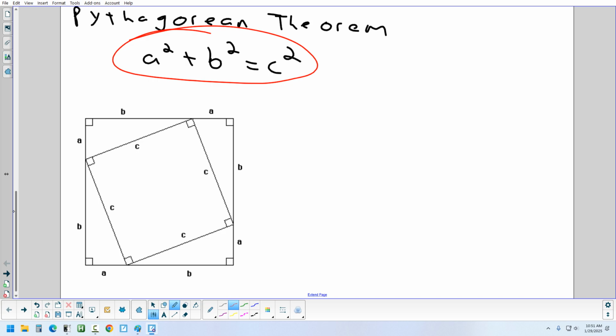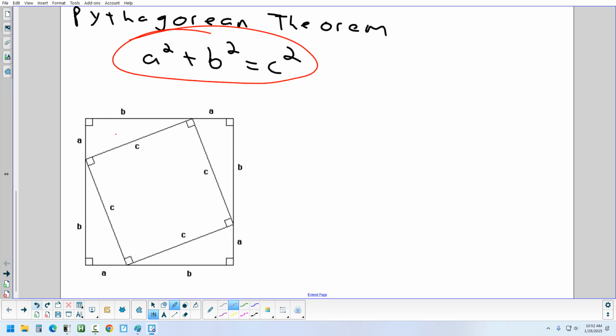So what I've drawn there is a big square that has a side length of a plus b. And in it, I've put a smaller square with side lengths of c. By putting that square rotated a little bit, it creates 4 triangles. Each one of those triangles, think of a word that describes how they compare to each other. Yep, congruent. They each have exactly the same 3 side lengths.